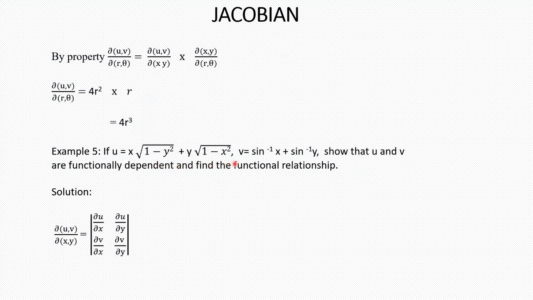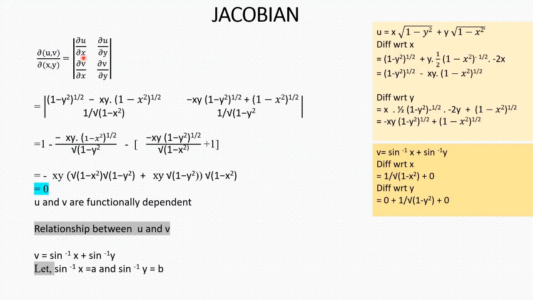Example 5. If u is this and v is this, show that u and v are functionally dependent and find the functional relationship. Solution. For u and v to be functionally dependent, delta uv by delta xy needs to be 0. Let's solve. Delta uv by delta xy is this determinant. Delta u by delta x: u is this, differentiating with respect to x, differentiating x gives 1 and the y term remains, as y is constant, by the constant multiplication rule. Root can be written as to the power 1 by 2, plus differentiation of this, y constant multiplication rule, differentiation of under the root 1 minus x square is 1 by 2 times the inner function to the power 1 by 2 minus 1, which is minus 1 by 2, into differentiation of the inner function, which is minus 2x. Simplifying, we get this. Delta u by delta y is differentiating this with respect to y, we get this.